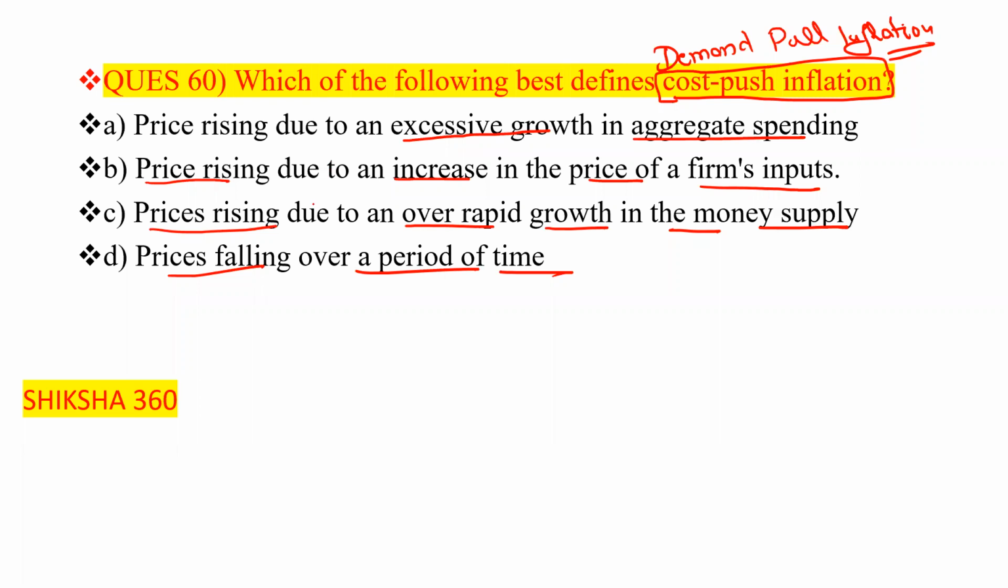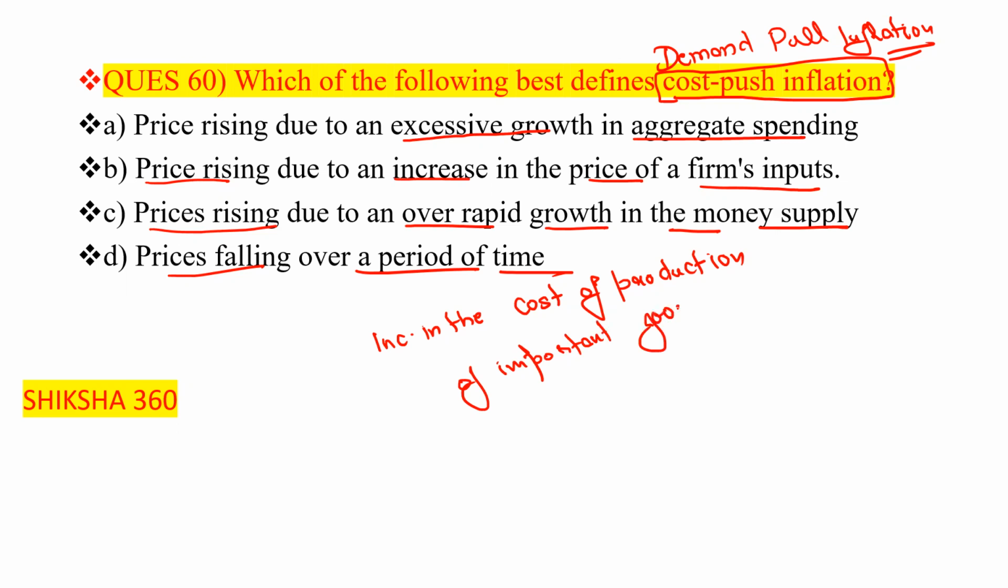Basically it is due to the increase in the cost of production of imported goods and materials. That is basically manufacturing. We can say that manufacturing cost is increased. That leads to the increase in the cost.